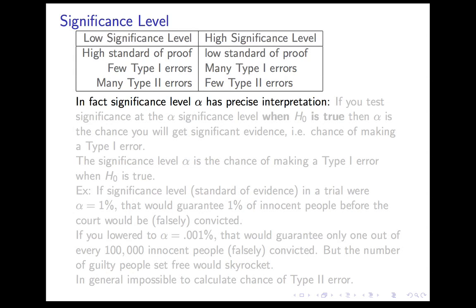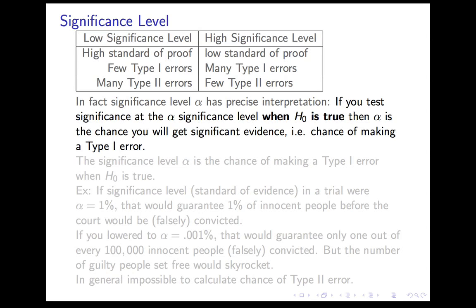So that's the first fact that you need to get out of this lecture. The significance level is controlling the standard of evidence, which is controlling a trade-off between type 1 and type 2 errors. And that's why you set your significance level based on your situation, the relative dangers of type 1 and type 2 errors. But the significance level has a precise interpretation in terms of that.